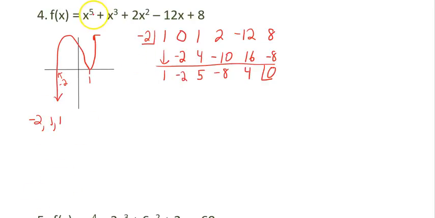Now, that took our problem from x to the 5th to x to the 4th, but I know 2 other zeros, so I'm going to do synthetic division again. And I can just tag that on right here and continue it with these numbers.